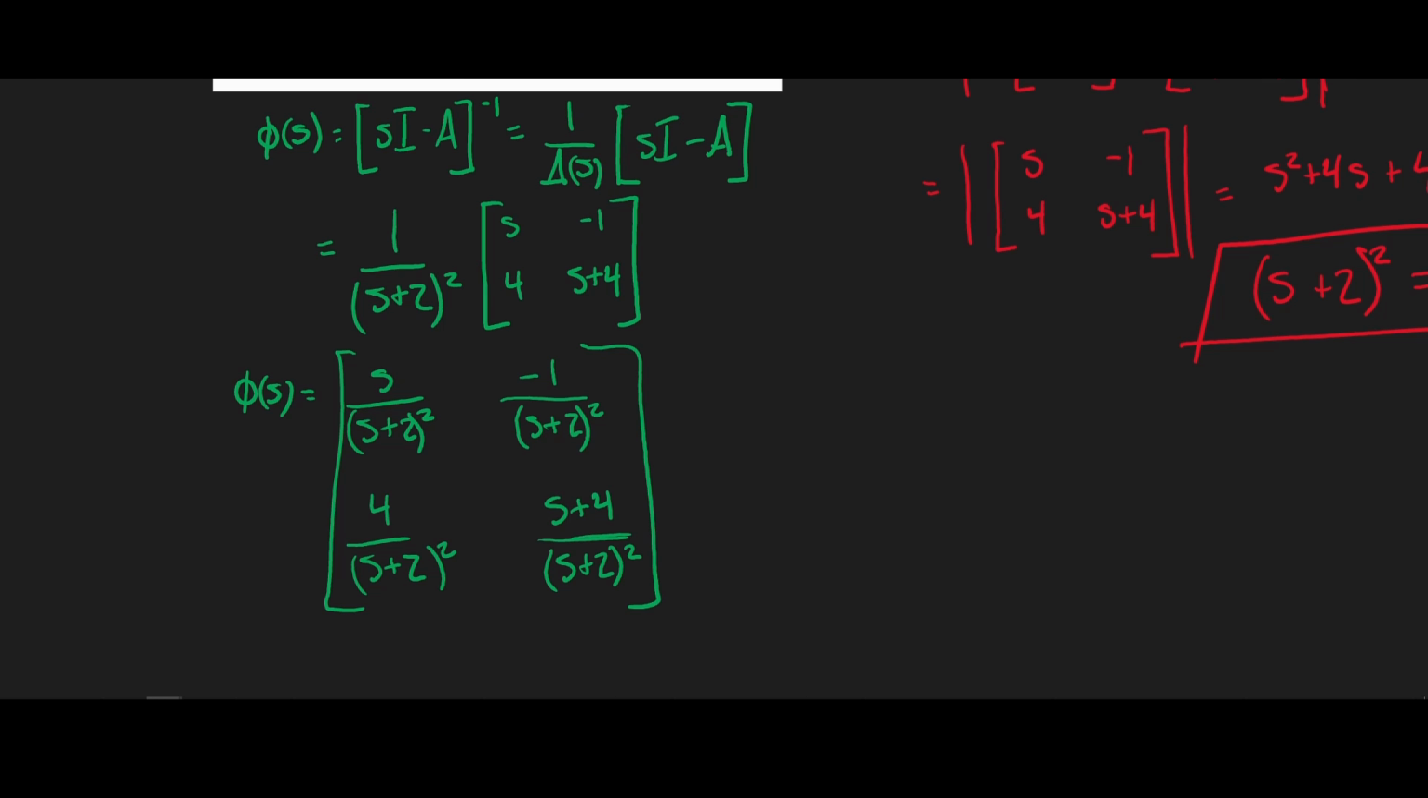Now that you have the state transition matrix in the S domain, we have to put it in the time domain using inverse Laplace. In order to do that, we're going to have to use partial fraction expansion and then use the inverse Laplace and Laplace transform table, which you should memorize.